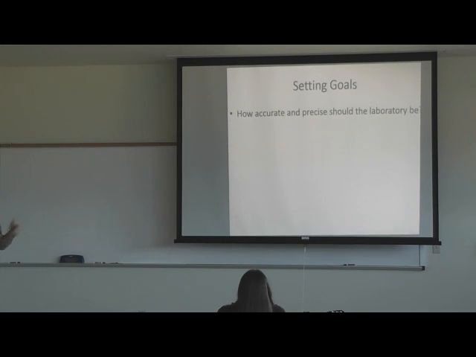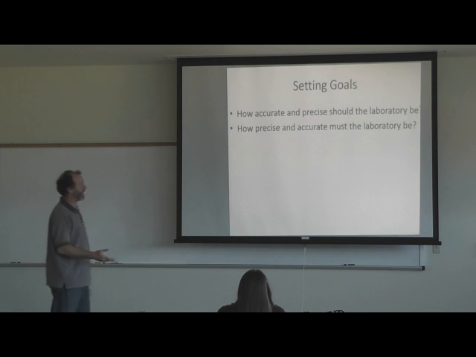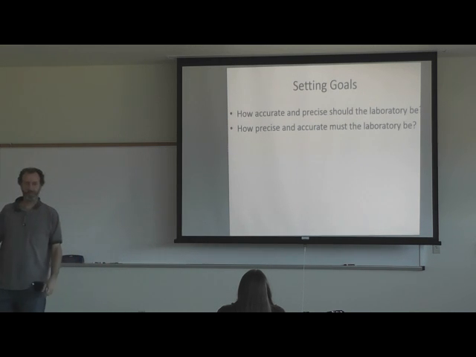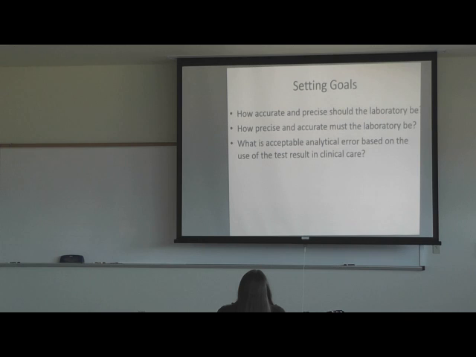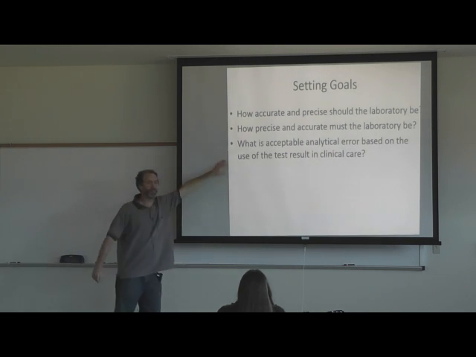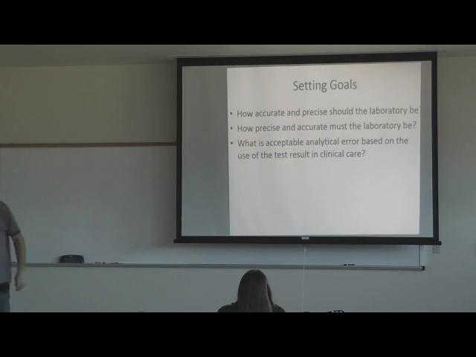So if you're not below that, you need to revamp the system and improve your accuracy or precision, or if not, both. Okay. And that goes into how precise and accurate must the laboratory be, right? And then what is the acceptable analytical error based on the use of the test result in clinical care? So there's some acceptable analytical error, and that's what I was telling you about, the total allowable error that CLIA. I think there's a table in your book that tells you all those.